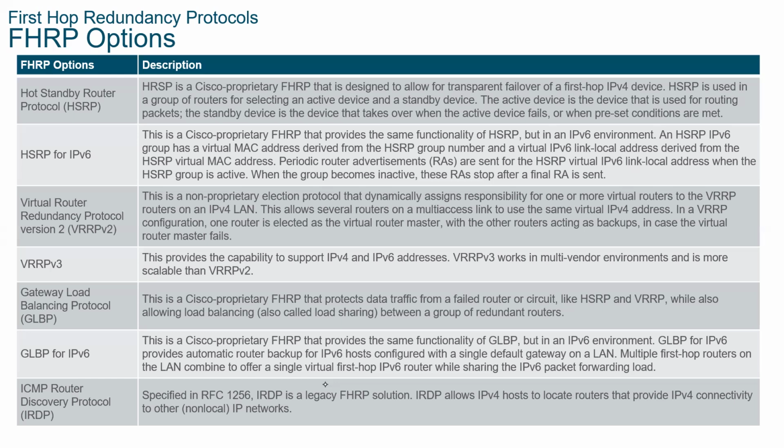Then we also have the active device, which is the device that is used for routing. We've gone through that. The standby device takes over when preset conditions are met. Then we have something missing here, preempt. There is something to do with preempt. When enabled, if one router fails, then another one automatically comes in. Preemption, let me put it this way.